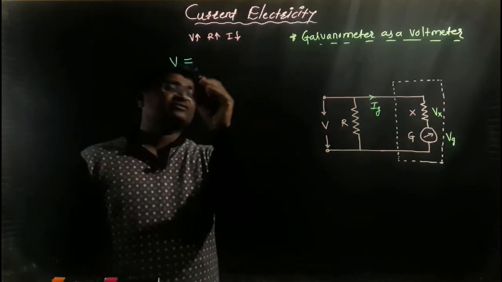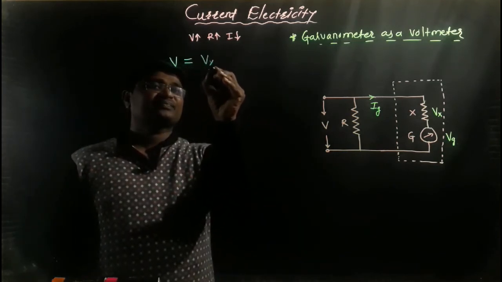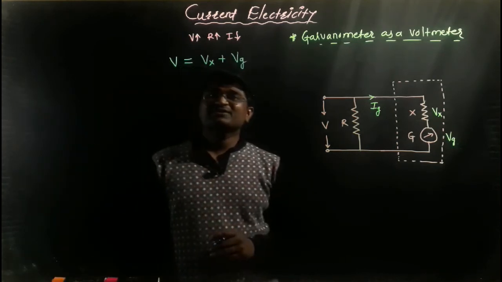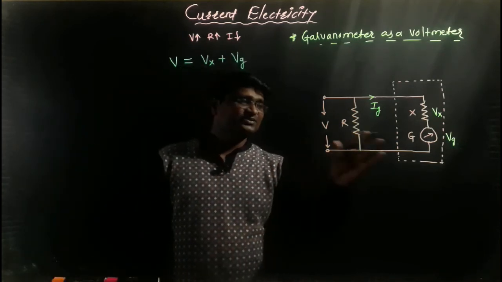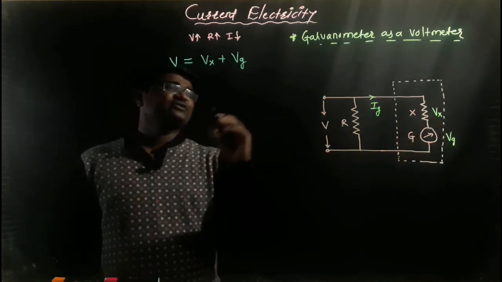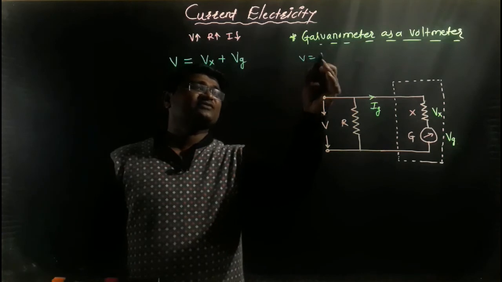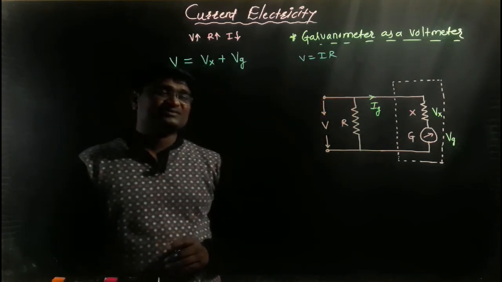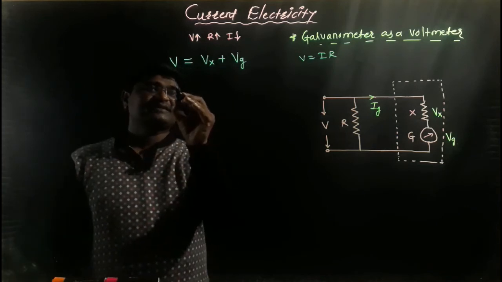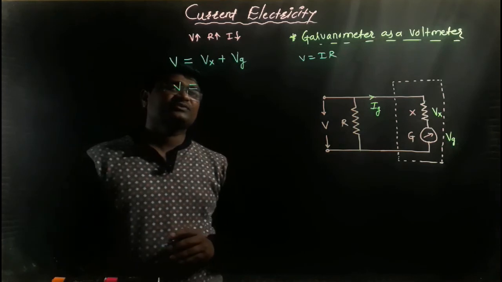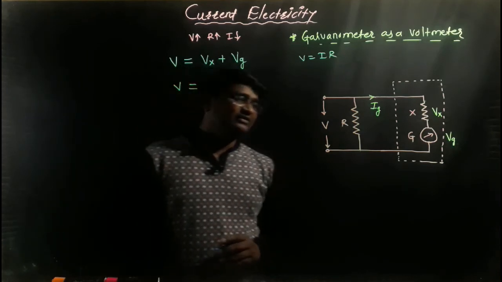It means that V is equal to Vx plus Vg. So this is the total potential passing through the voltmeter. But as per Ohm's law, V is equal to IR, the electric current times the resistance. Their product is the potential difference.